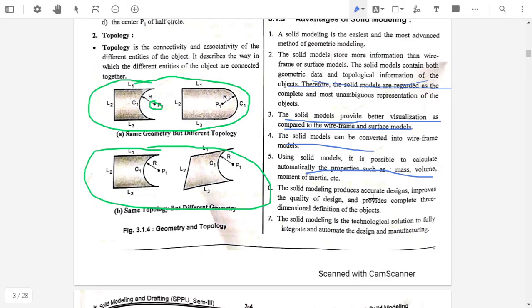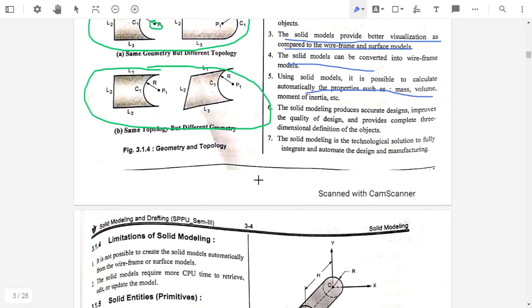Solid modeling produces an accurate design, improves the quality of the design and provides the complete three-dimensional definition of the object. By using solid modeling, we get an accurate design. The design which is formed is very accurate. We can improve the quality of the design, and as the quality of the design is improved, we will get the complete information of the object.